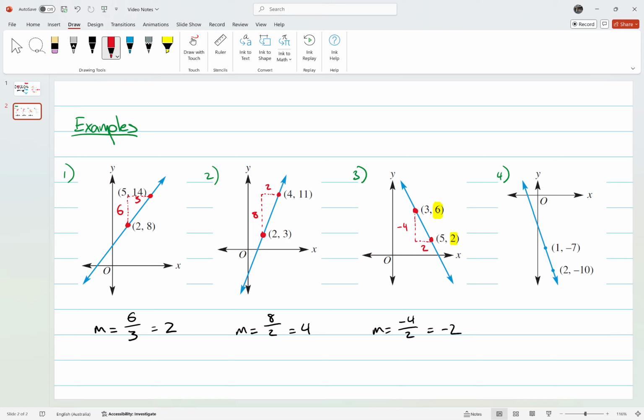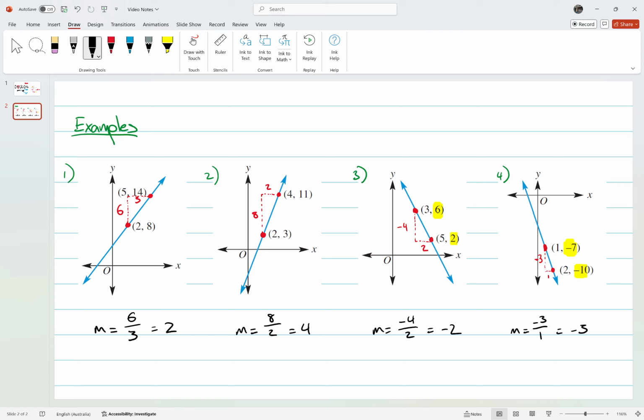And then this last example, starting at these 2 points here, starting at -7, I went down to -10. So that means I've gone down 3. Remember, because I've gone down, my rise is -3. Then going across, I started at 1 and went across to 2, so my run is 1. That leaves my gradient to be -3 over 1, which we simplify to simply -3.